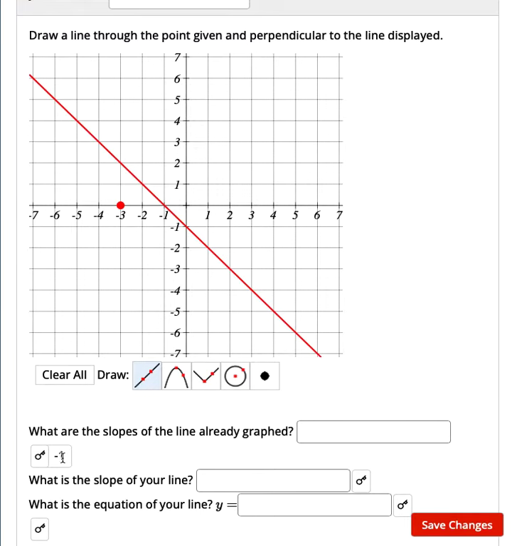Because if we take the reciprocal of -1 over 1 and change the sign and flip it, then that would be 1. And then here, to draw this, I would just start at that point and then go over 1 and up 1, and that would be it.